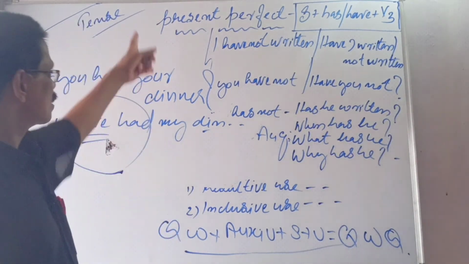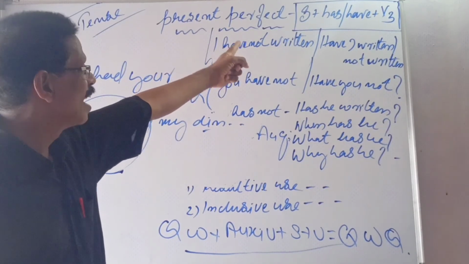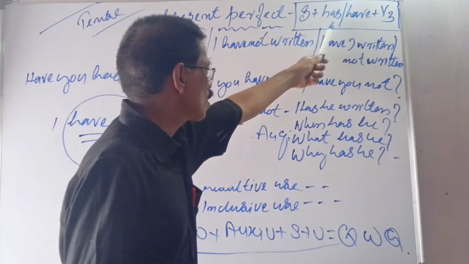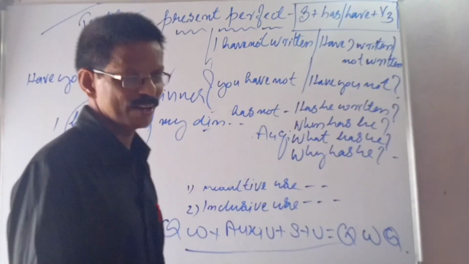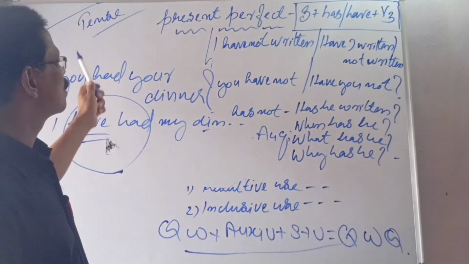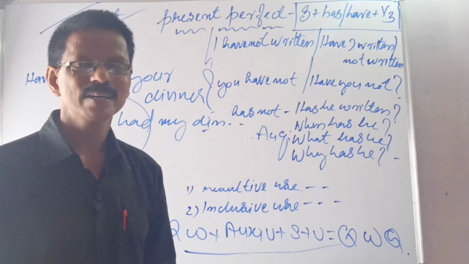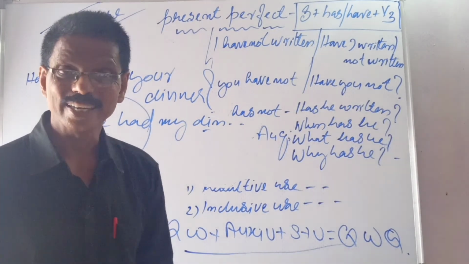Now, present perfect. Very important. Has or have plus V3. Subject plus has or have plus V3. Yes, I have written a letter. We have written letters. You have written. He has written. They have written letters.